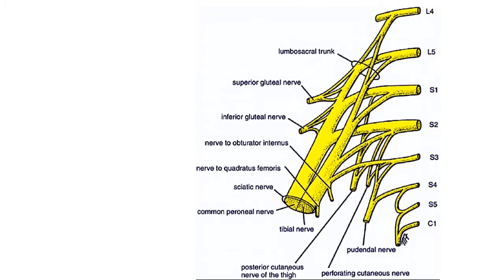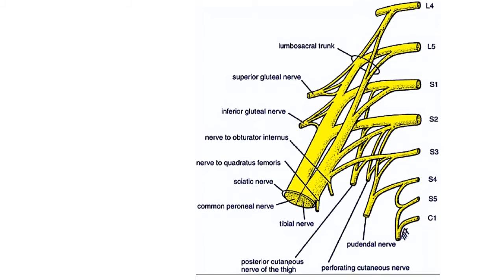As we all know, the lower two nerve roots, L4 and L5, and the upper three sacral roots, S1, S2, S3, all form the sacral plexus. Seven nerves stem from the sacral plexus: six collateral branches and one terminal branch, that is the sciatic nerve.